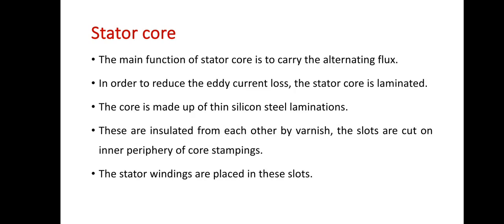Then the stator core. The main function of the stator core is to carry the alternating flux. In order to reduce the eddy current loss, we laminate each core part of the machine. The core is made up of silicon steel lamination, insulated from each other by varnish. The slots are cut on the inner periphery of the core stampings. The stator windings are placed in these slots.